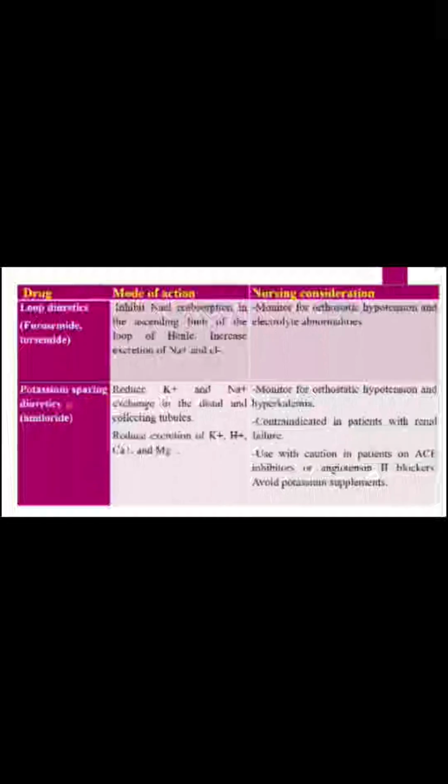For the potassium sparing diuretics, there is amiloride. It reduces the potassium and sodium exchange in the distal and collecting tubules. For that, monitor for orthostatic hypotension and hyperkalemia, and it is contraindicated in patients with renal failure. Then they also use the alpha adrenergic blockers. For that, the nursing consideration is reduced resistance to the outflow of urine in benign prostate hypertrophy.